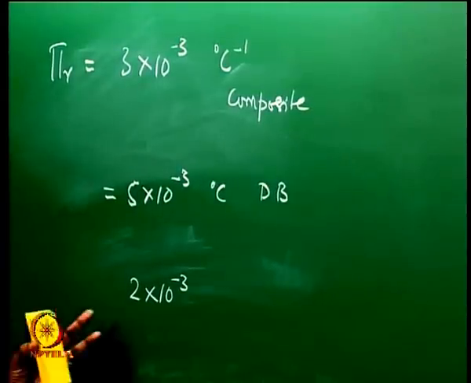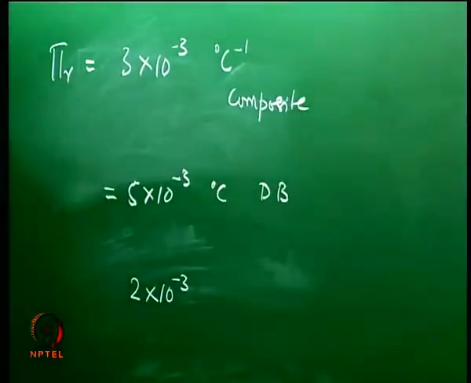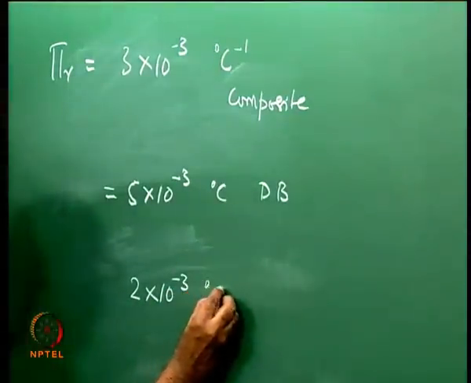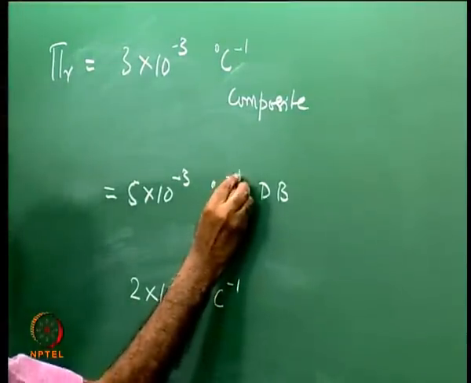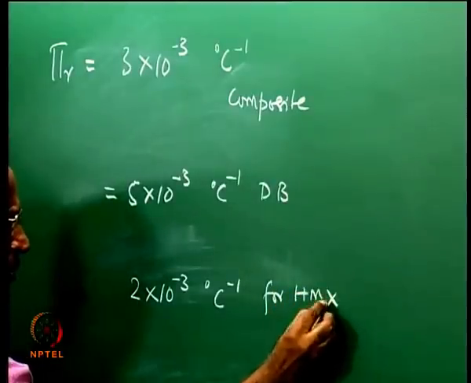And that is why for missiles, you go for HMX propellants, because it is not that sensitive to variations in temperature, per degree centigrade, for HMX based or nitramine propellants.